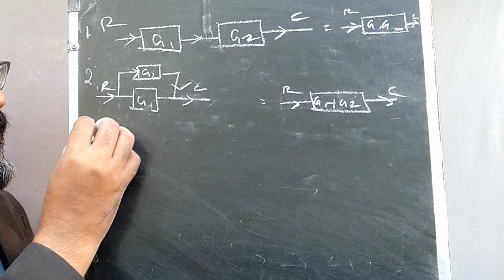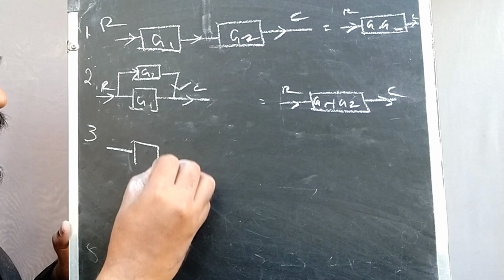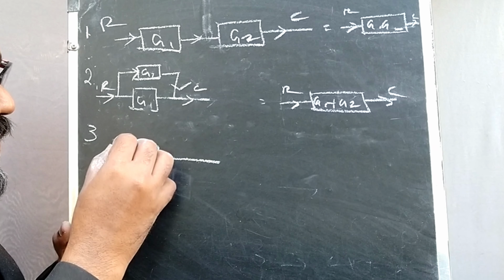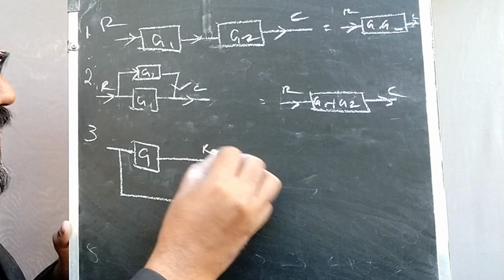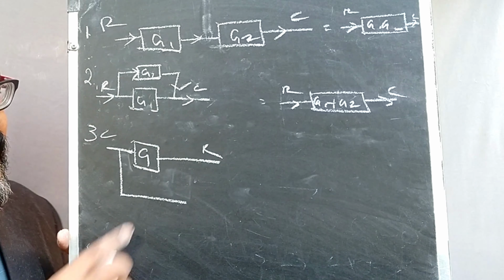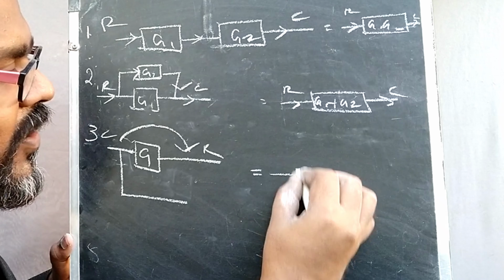Okay, then the third. This is R and this is C. This is the branch point. Please understand, this is the branch point. In some conditions it is required to shift this branch point ahead of the block. If you want to move it ahead of the block, then what is the rule you need to follow?